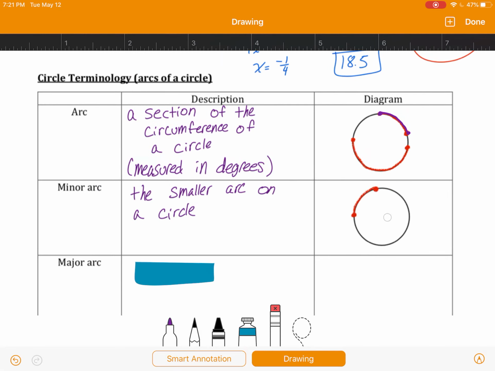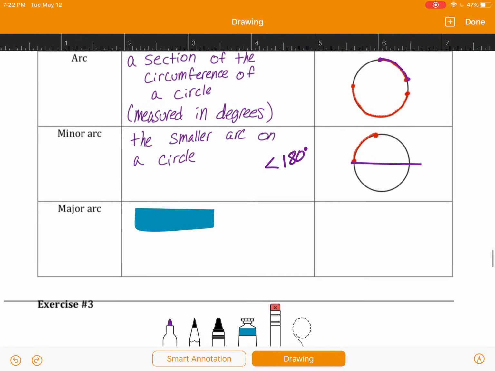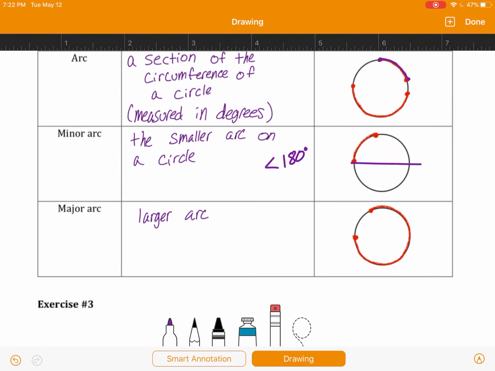A minor arc is going to be the smaller arc on a circle. So something that's going to be less than 180 degrees. 180 degrees would be straight across, and that would be this whole thing. This is less than 180. And then a major arc is going to be the opposite of that. It's going to be the larger arc.